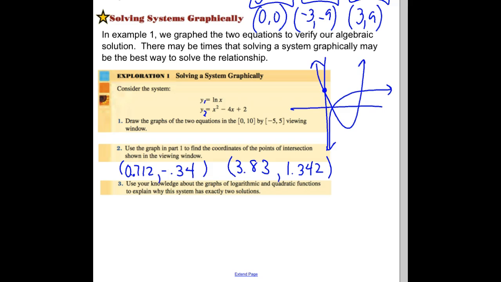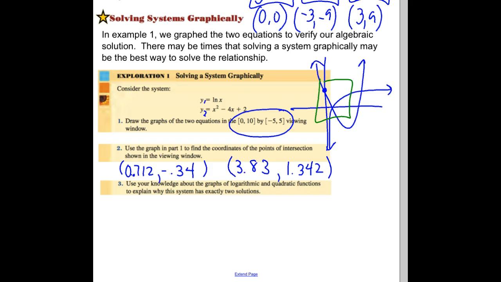Agree? All right. Now, question 3 says, use your knowledge about the graphs of logarithmic and quadratic functions to explain why the system has exactly 2 solutions. They gave us a viewing window here so that we could make sure and see the critical pieces. If they hadn't, would we have known how many solutions to look for? For example, what if I had set my window and I was only seeing that much? Would I know that there's another one out there based on the shapes of the graphs?